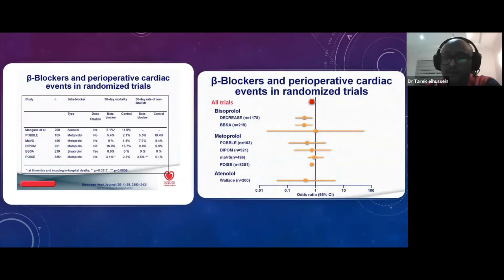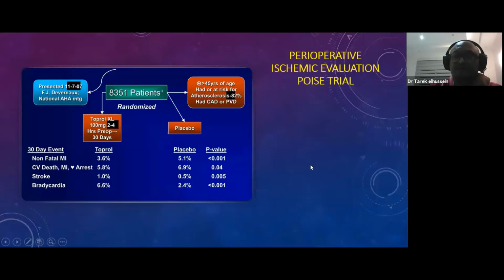What about the perioperative era? In the perioperative era, many trials actually looked at the importance and the significant impact of beta blockers in the perioperative era. We had the DECREASE study and many other studies, the POBIL, the Diacon study. The largest among all these is the POISE study, which is more than 8,000 patients. And that showed actually a significant result in terms of favoring the use of beta blocker in the perioperative events.